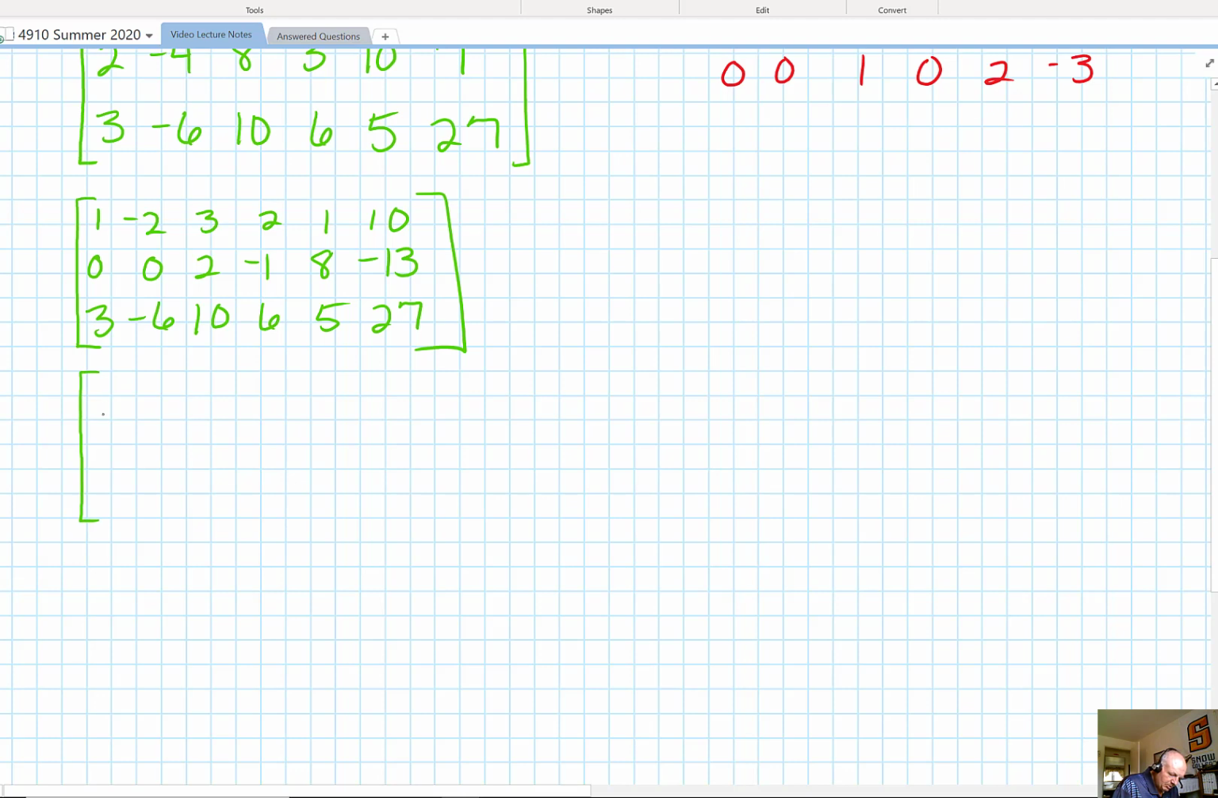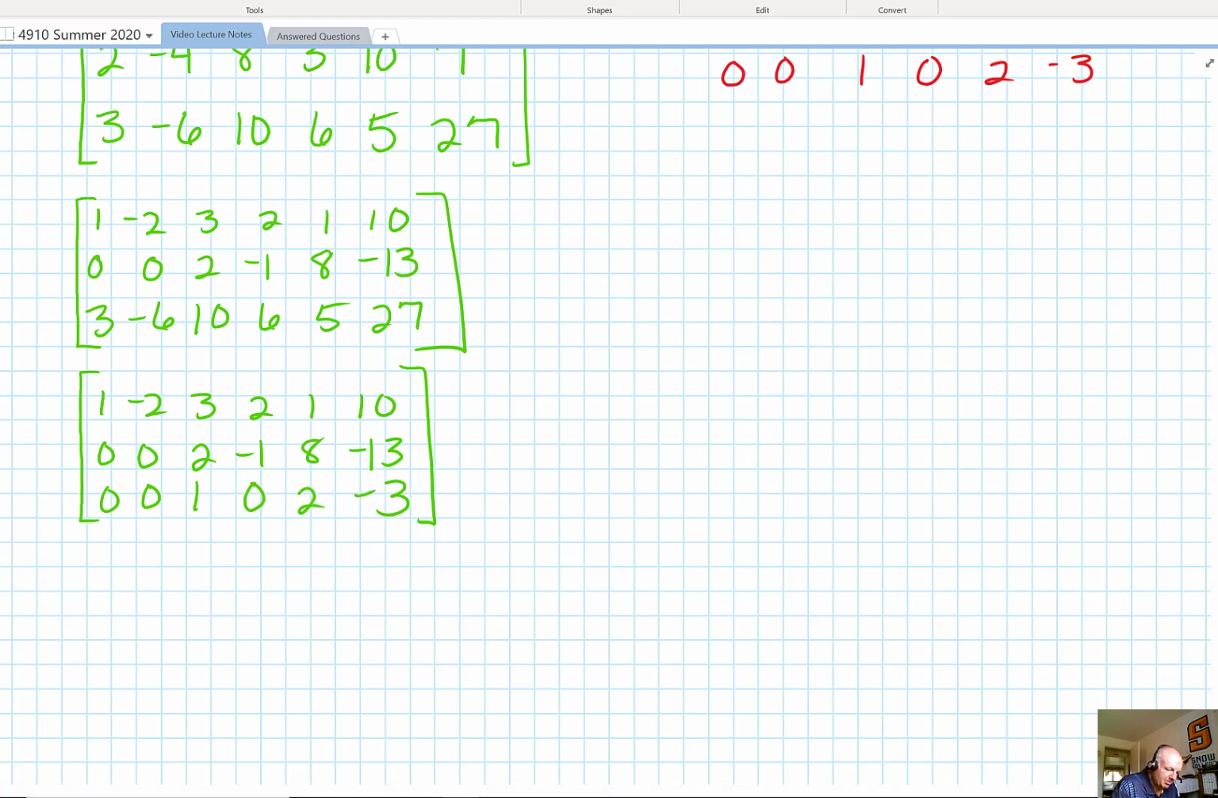So we're going to go 1, -2, 3, 2, 1, 10. Row 2 is 0, 0, 2, -1, 8, -13. And row 3 is 0, 0, 1, 0, 2, -3. Okay, so mission accomplished. We got the two zeros, the two terms eliminated below that first non-zero entry. Remember, we need that to be in echelon matrix form.